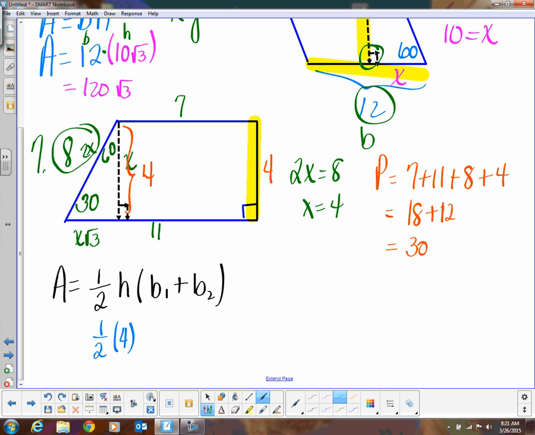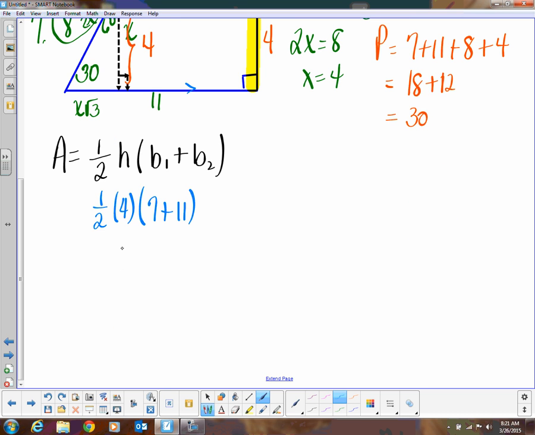How do we know it's a trapezoid? Because there's only one pair of parallel sides. What's one base? What's the other base? Okay, so if I take half of 4, that's going to be 2 times 18. What is this equation called? The area formula for a trapezoid? Okay, so that was number 7.